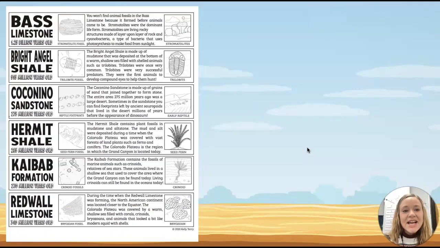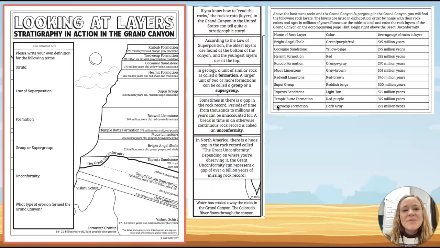In your assignment today, you're going to put these rock types in order, and read about them and learn more about them. And then when you're done with that, you're going to get a paper that looks like this, and you are going to fill in these notes here in your own words, and then you're going to use this in order to color this and better understand these layers of rocks.